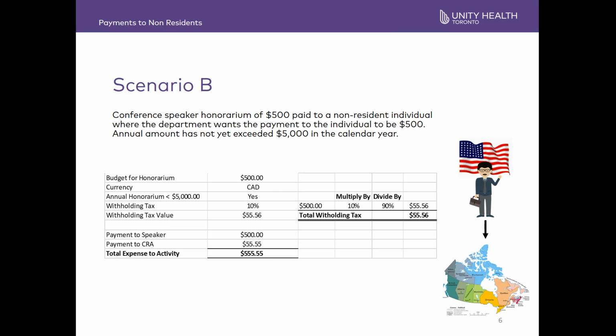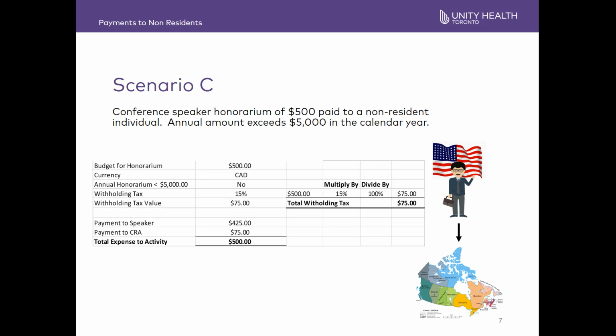Scenario B. Conference speaker honorarium of $500 paid to a non-resident individual, where the department wants the payment to the individual to be $500. Annual amount has not yet exceeded $5,000 in a calendar year. In this instance, we would multiply $500 by 10% because it is less than the $5,000 annual amount. We would then divide it by 90% to get the withholding tax value. At the end of the day, the payment to the speaker is $500 and the payment to the CRA is $55.